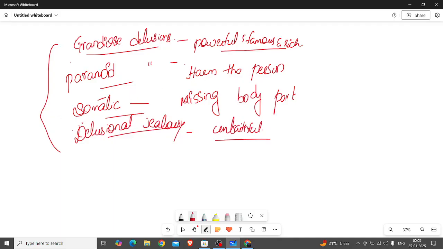Then the third one, somatic delusions. In case of somatic delusions, there is a belief that something is wrong, like some body part is missing. And the final one, delusional jealousy. In this, the person will think that their own partner is unfaithful to them, that they are not loyal. They believe that the partner is having a relationship with others. They just believe that, though it is not true.